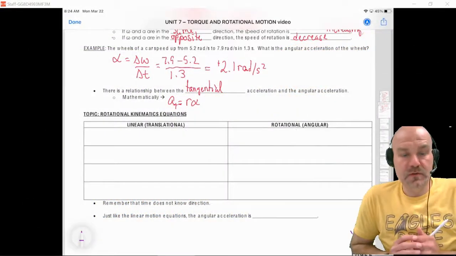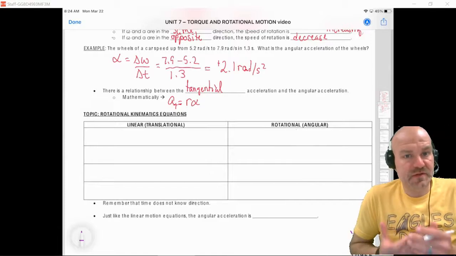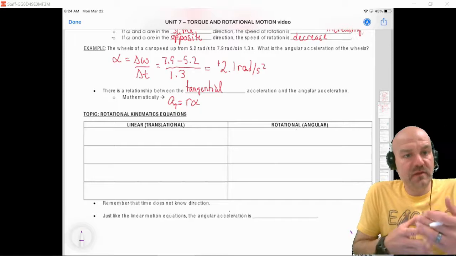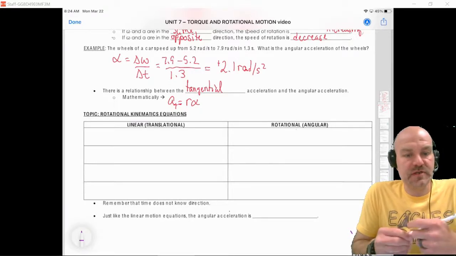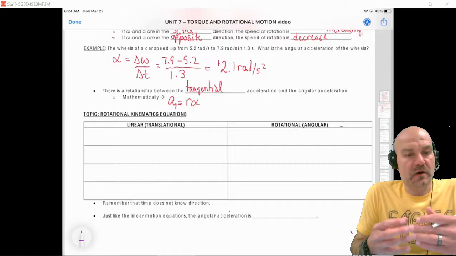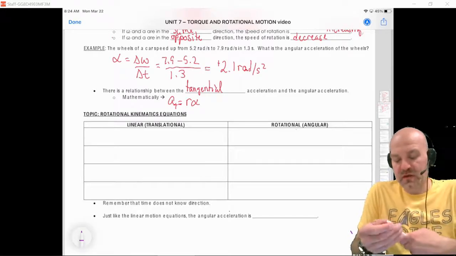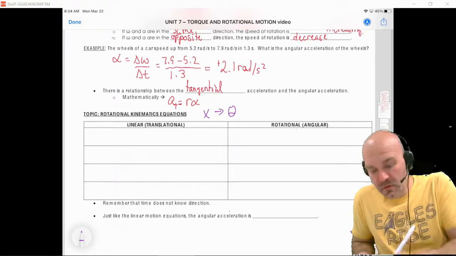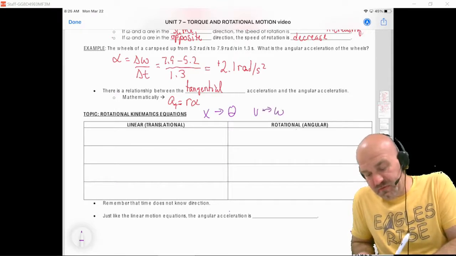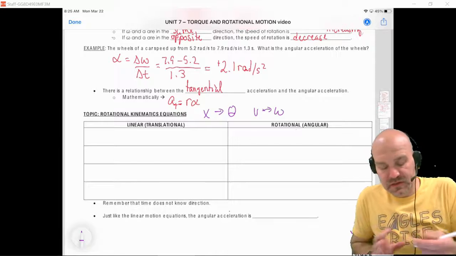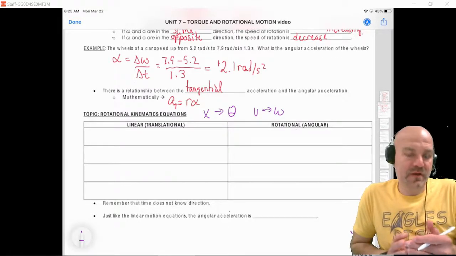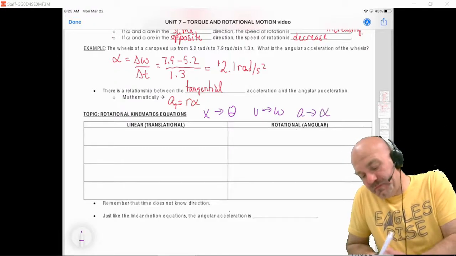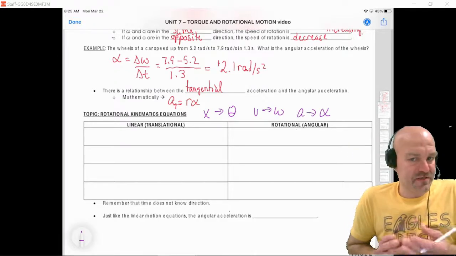Okay, so in this video, we're going to look at the rotational kinematics equations, and they're very simple because it's just a matter of taking the linear kinematics equations and substituting in the rotational variables. One thing to remember is that we have x, which becomes theta. We have v, which becomes omega, right? So the regular letters are the linear aspects. The Greek letters are the rotational aspects, and so acceleration, or a, becomes alpha.